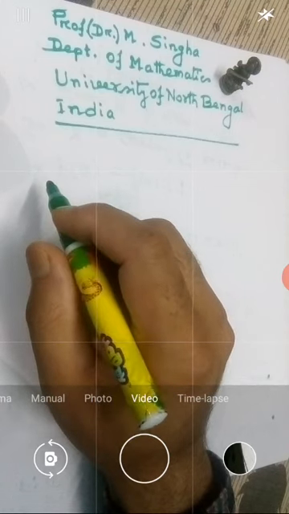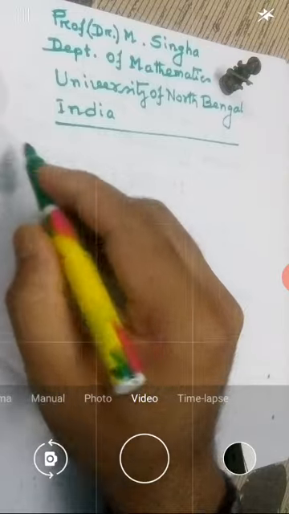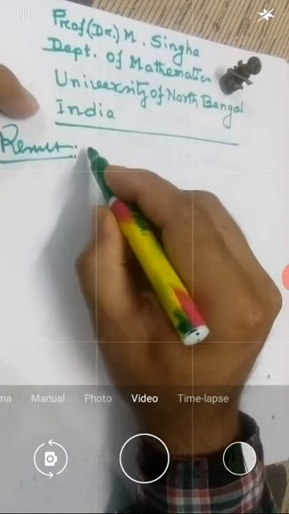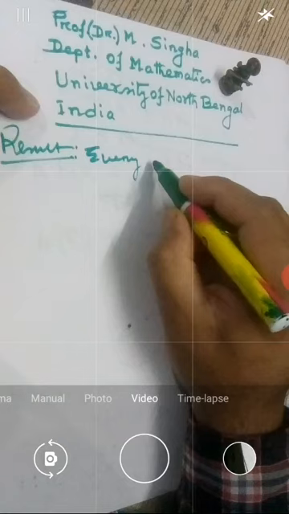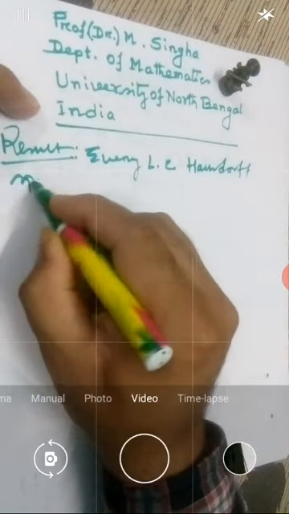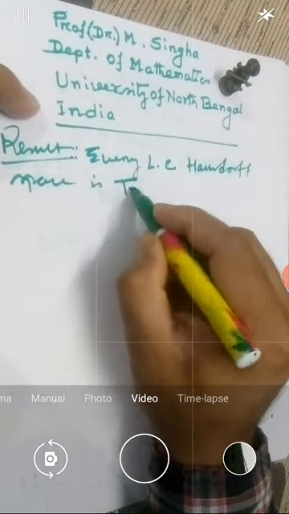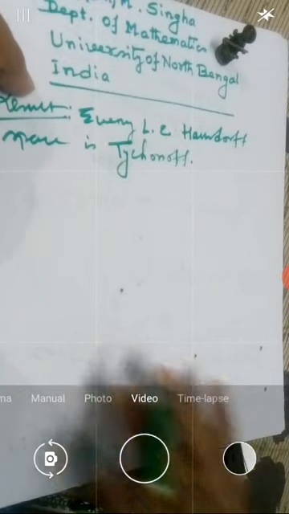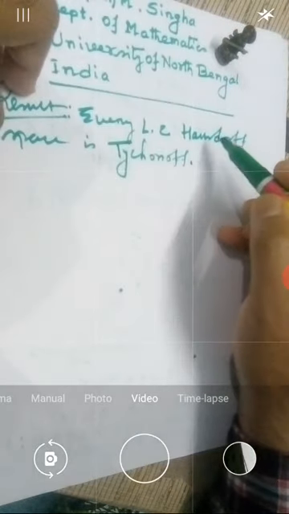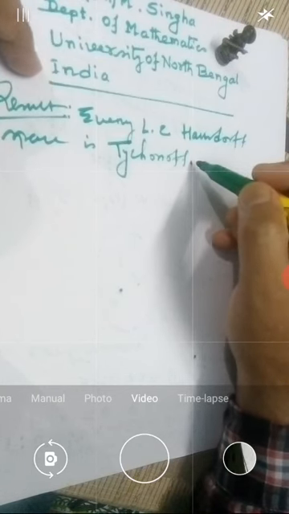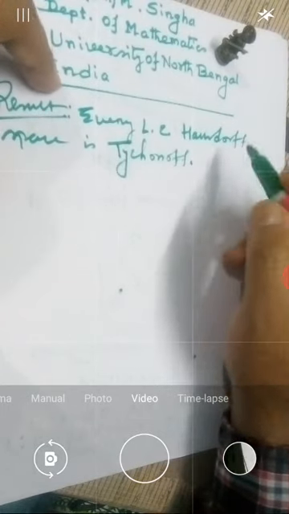So let's begin today's discussion by proving the result that says that every locally compact Hausdorff space is Tikhonov. Tikhonov means completely regular as well as T1. T1 is obvious because the space is Hausdorff, that is T2, so T1. So it is sufficient to show that the space is completely regular.